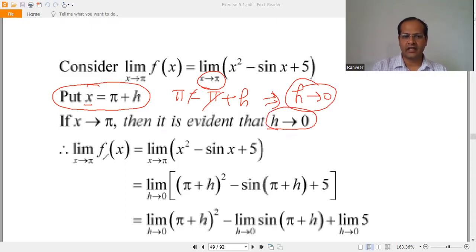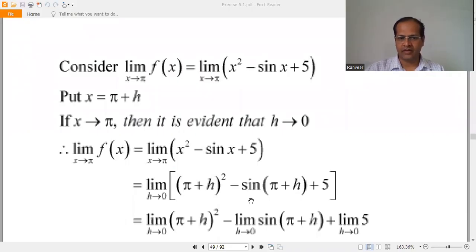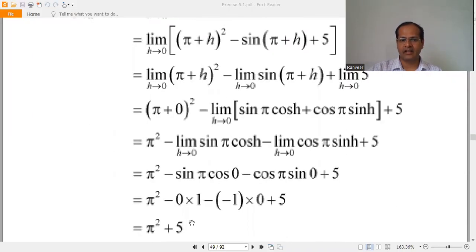So the limit as x tends to pi of f(x), this is the given function. After that, by substitution we get h tending to 0. In place of x there is pi plus h, sin(pi plus h) plus 5. After solving this, we get the value pi square plus 5. So (pi plus h) whole square, (pi plus 0) whole square, and sin(pi plus h), and this is a constant value.